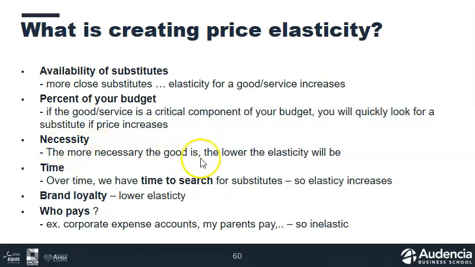Necessities, however: if the price goes up of a necessity or of an item that I really can't do without, for example people that smoke cigarettes a lot, if the price of cigarettes goes up, will they cut back a lot of their consumption of cigarettes? Probably not. And so necessities means that we have lower elasticity. Time plays a role in the determination of elasticity as well. If we have time to search for substitutes, we'll probably have a more elastic demand.